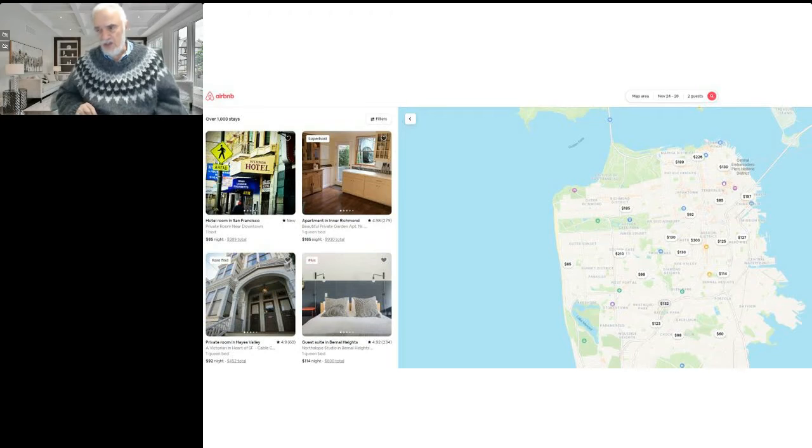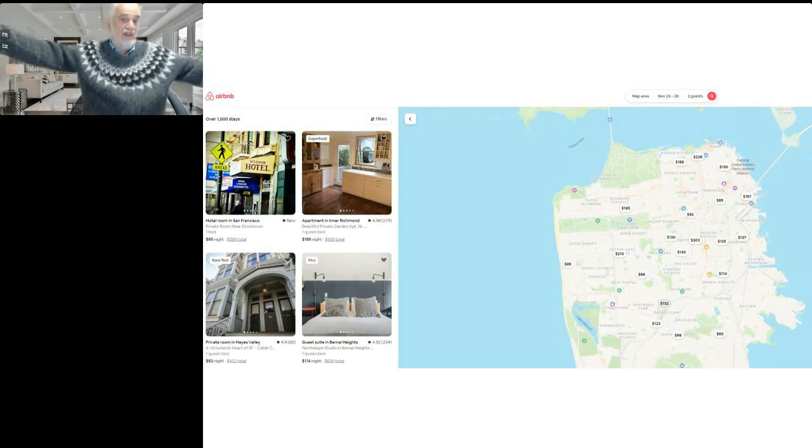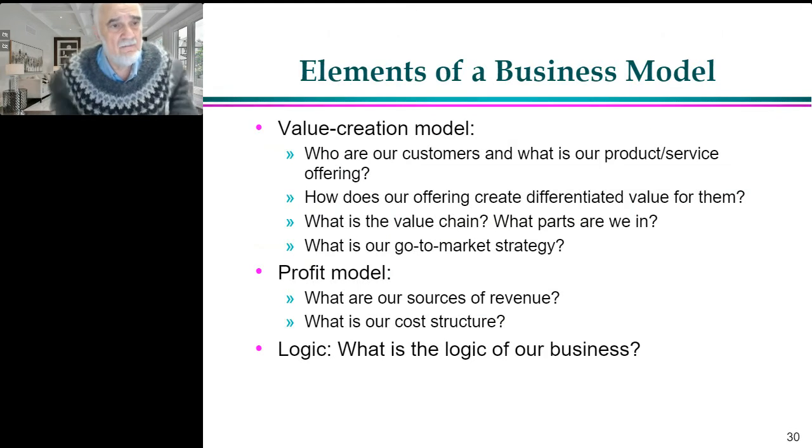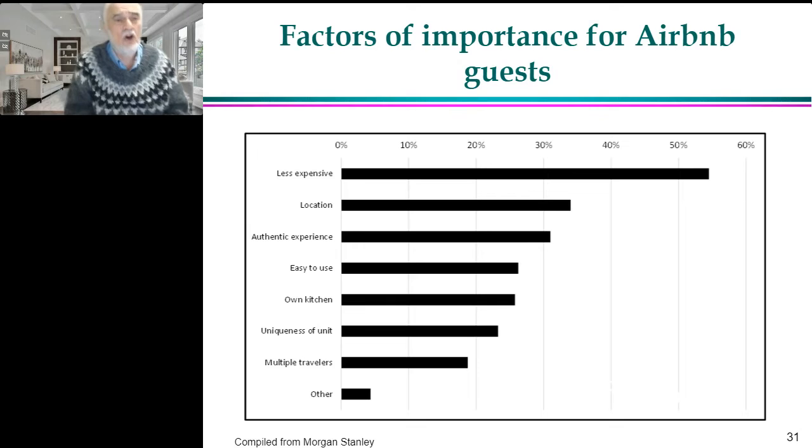To satisfy the hosts, the hosts get extra revenue from resources that otherwise would stay idle. So the value proposition for the host is clear. The value proposition for the guest varies. If you look at the results of surveys of why people stay at an Airbnb, the number one reason is that it's less expensive compared to a comparable hotel room.